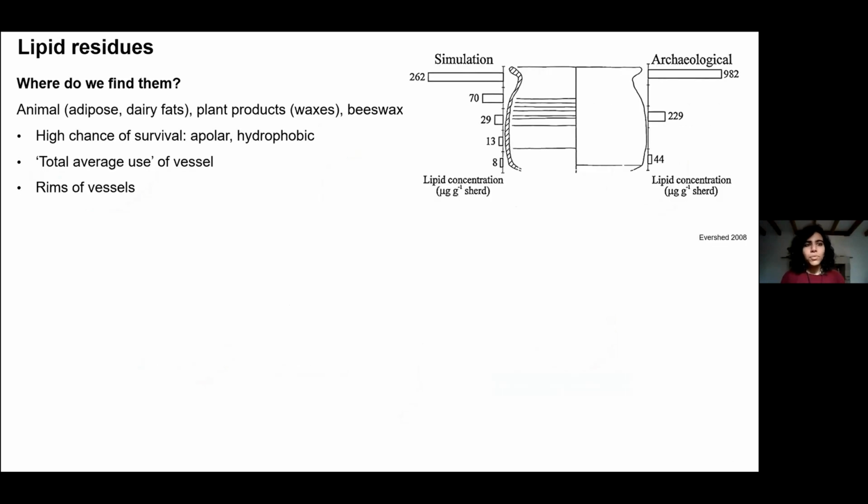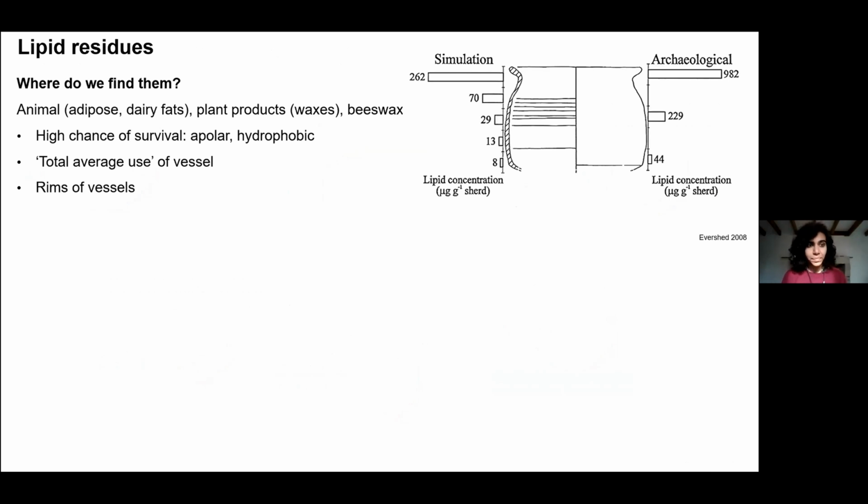So where do we find them? When we talk about lipids, we're talking about fats, oils, and waxes. And the reason they have a higher chance of survival is because they are hydrophobic. So even when you wash a vessel, you might get loose surface residues, but you still have a higher chance of them preserving.